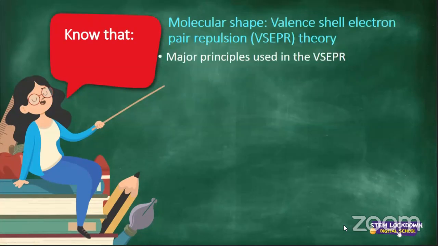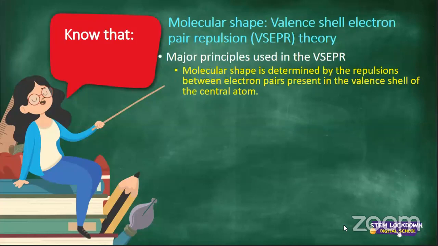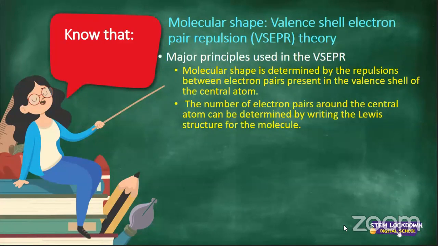Right, let's deal with predicting molecular shape using the valency shell electron pair repulsion theory, what is known as VSEPR theory. What are the major principles underpinning this theory? It is that molecular shape is determined by repulsion between the electron pairs present in the valency shell of the central atom. You will see we will be applying these principles as we go on.